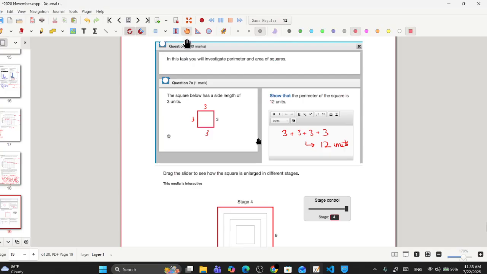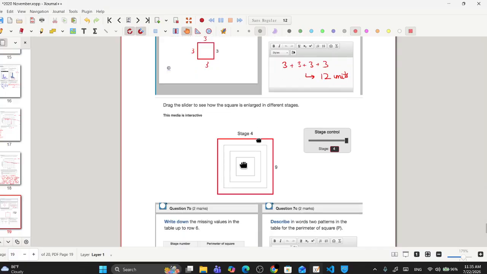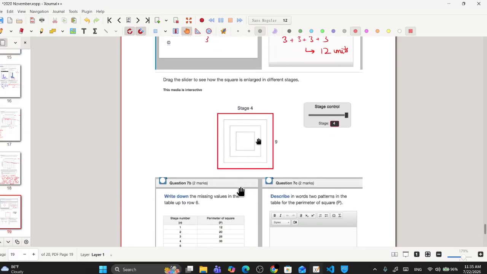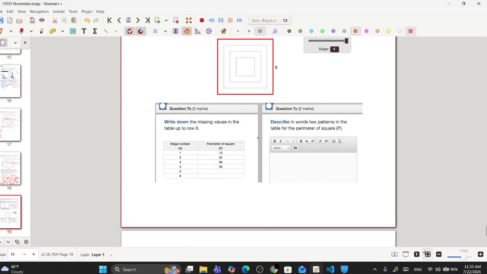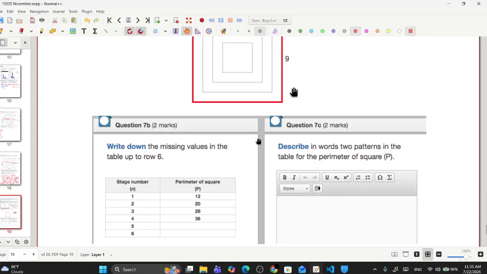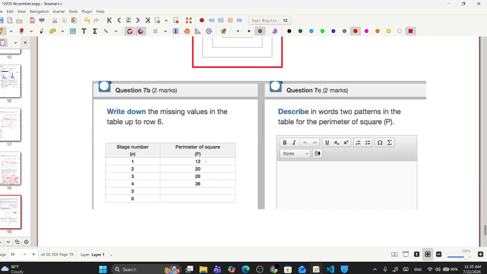Right? Okay. So then 7 part B says, write down the missing values in the table up to row 6. Now I can see visibly in this part that there is an increase of 8 in all cases. So that becomes 36 plus 8, which becomes 44. And 44 plus 8 becomes 52.